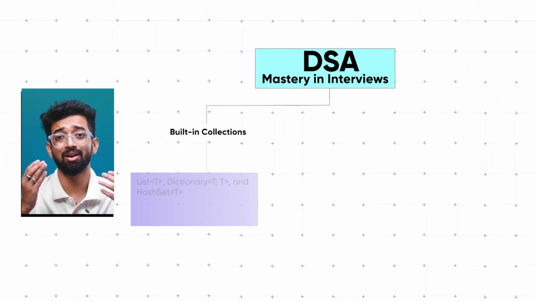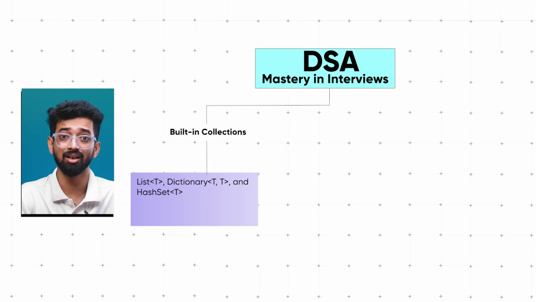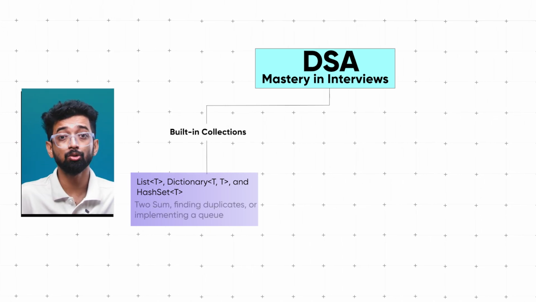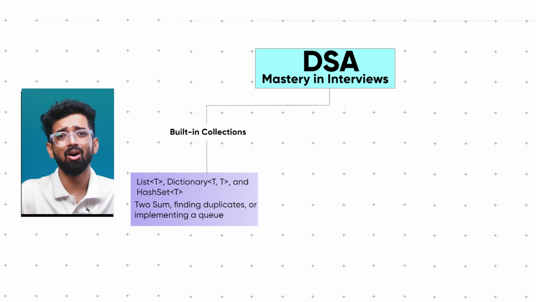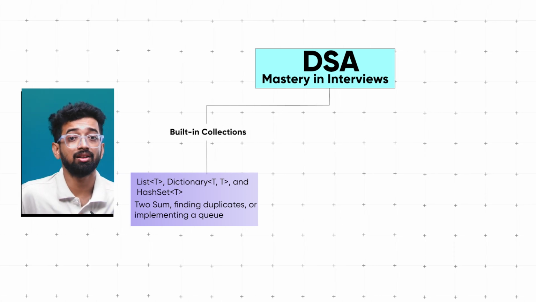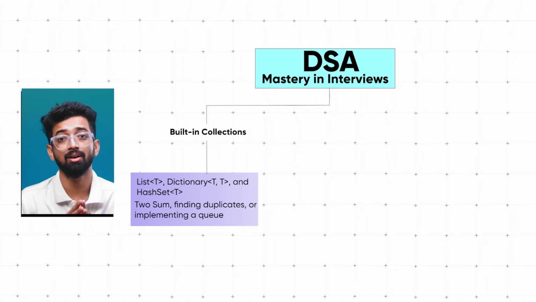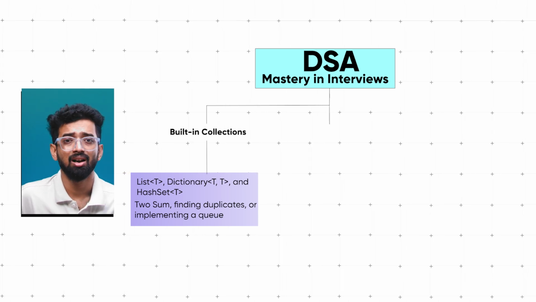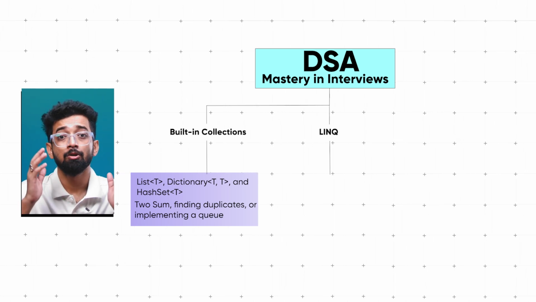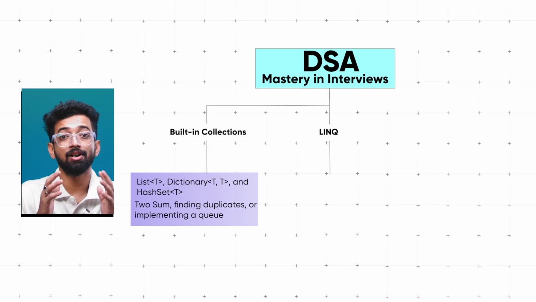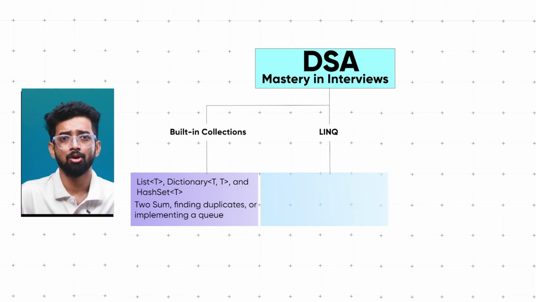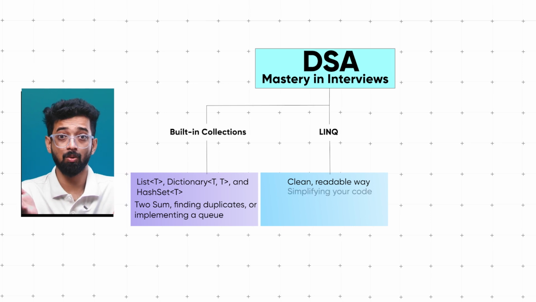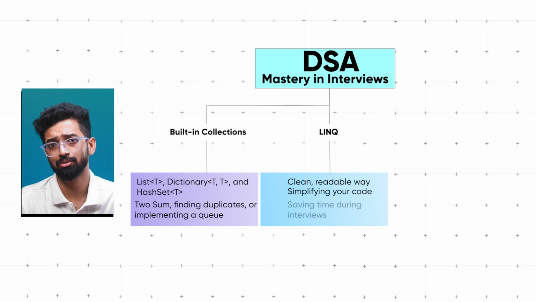C# has powerful collections like List, Dictionary, and HashSet. These are perfect for solving problems like two-sum, finding duplicates, or implementing a queue for BFS. For example, the Dictionary class is ideal for hashing problems. Let's not forget about LINQ. When you need to filter or sort data, LINQ can do it in a clean, readable way, simplifying your code and saving time during interviews.